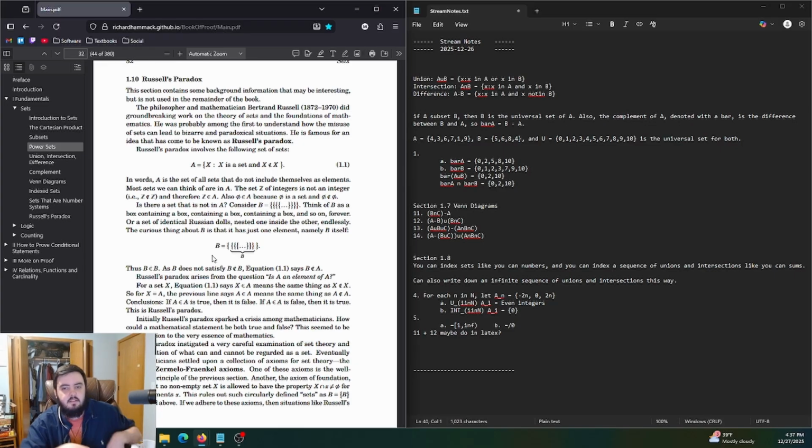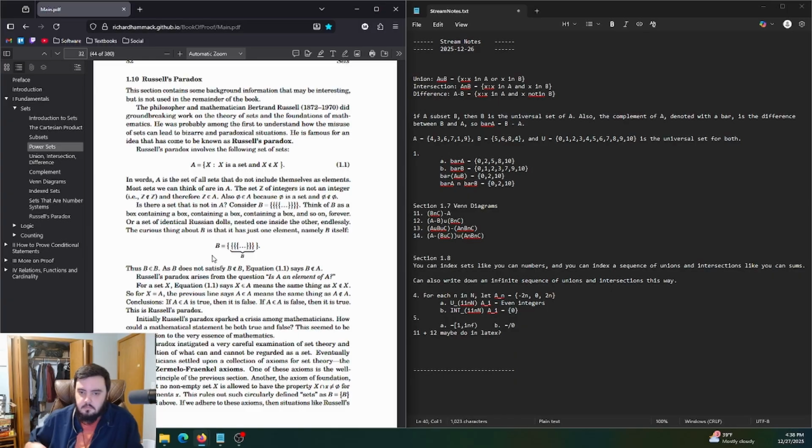Is there a set that is not in A? Consider B equaling... Okay. Think of B as a box containing a box containing a box containing a box, and so on forever. A set of identical Russian dolls nesting one inside the other endlessly. B is such that it has just one element, namely B itself. Oh my gosh. Thus B is in B. As B does not satisfy the condition, B is not in B. It says B is not in A.